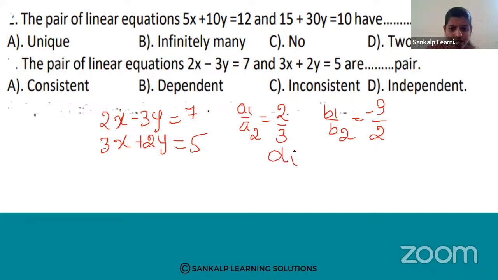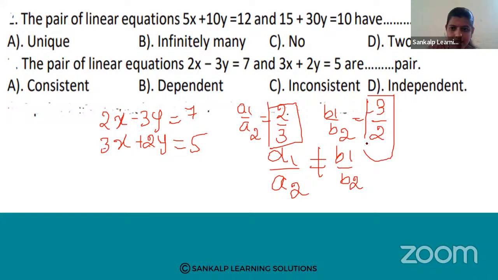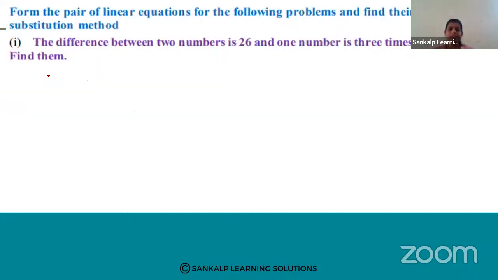So no need to check C1 divided by C2. Why? Because here A1 divided by A2 is not equal to B1 divided by B2. Here, whatever result you get, these two are not the same. Therefore, we can say that A1 divided by A2 is not equal to B1 divided by B2. So when you get this result, the pair is consistent. Why? Because it has a unique solution and the lines are intersecting each other. Therefore, it is consistent. Next.